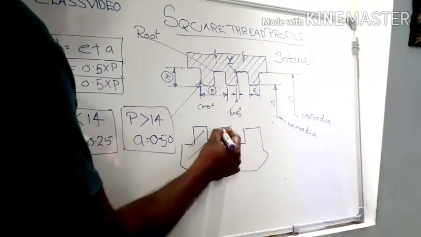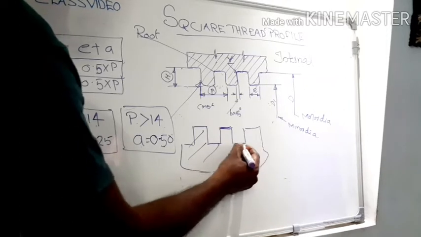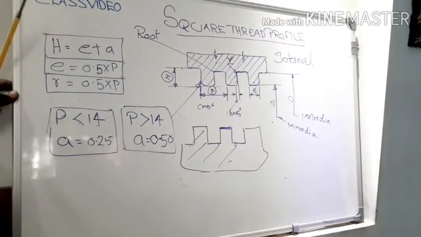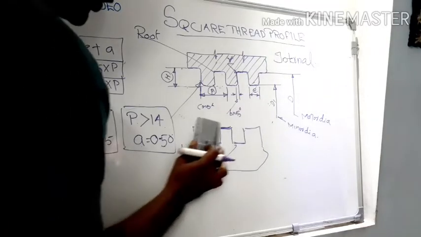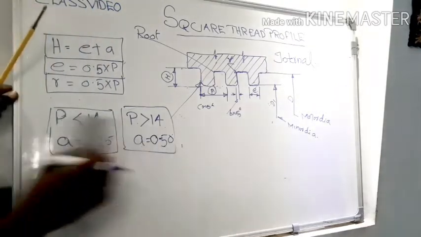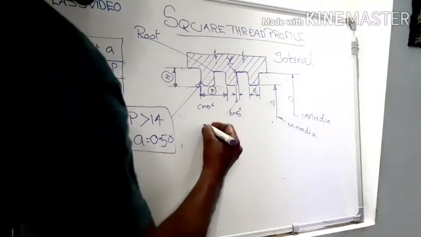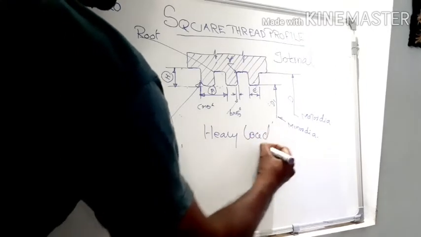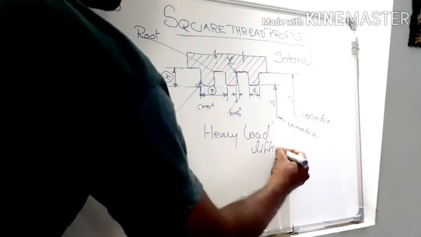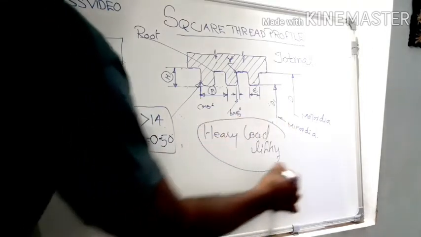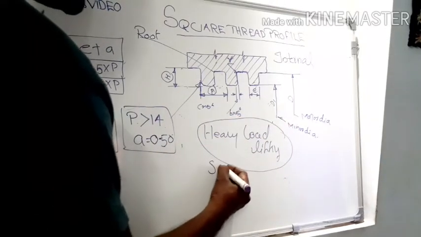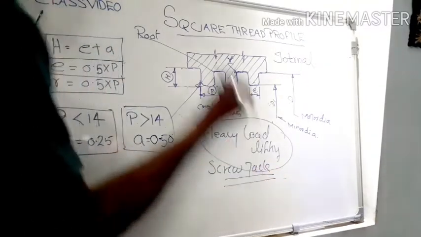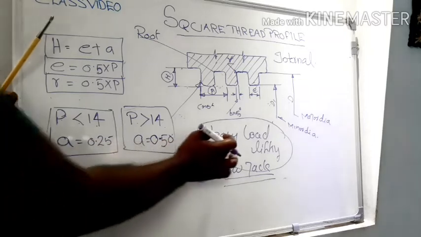Here the crest surfaces are flattened and the root surfaces are also flattened. Such a form is called square thread form. Square threads are widely used in heavy load lifting applications. An example is the screw jack. One of the examples of square thread is the screw jack.